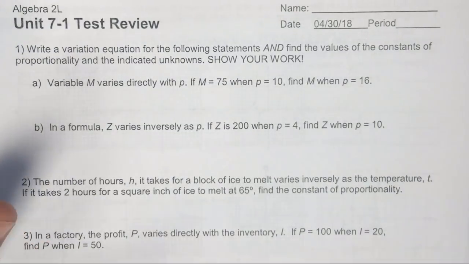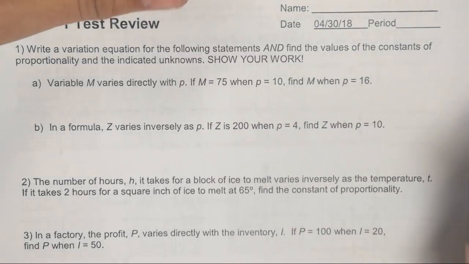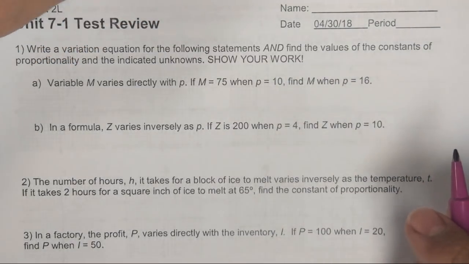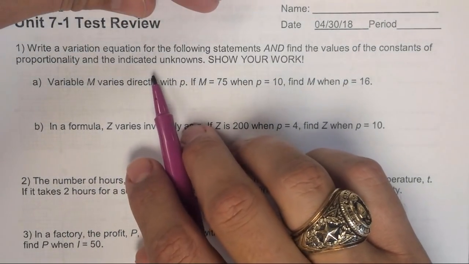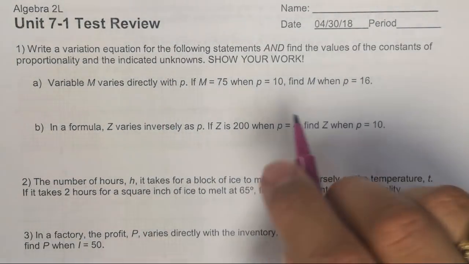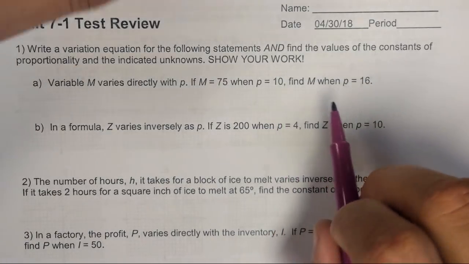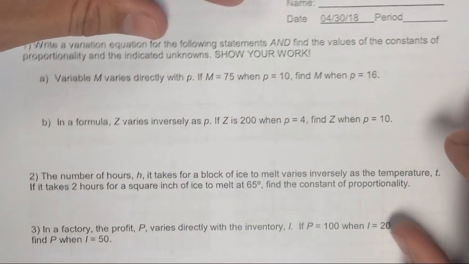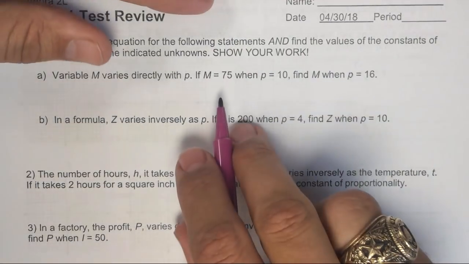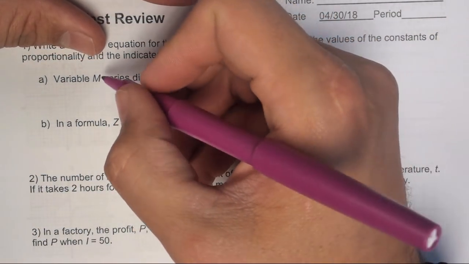Alright, here is our test review for direct variation and rational functions. So we're going to write the equations for these, we're going to find the constants of variation, and then whenever we're done with that, we're going to find the missing value. So first things first, I'm going to label these as x and y.